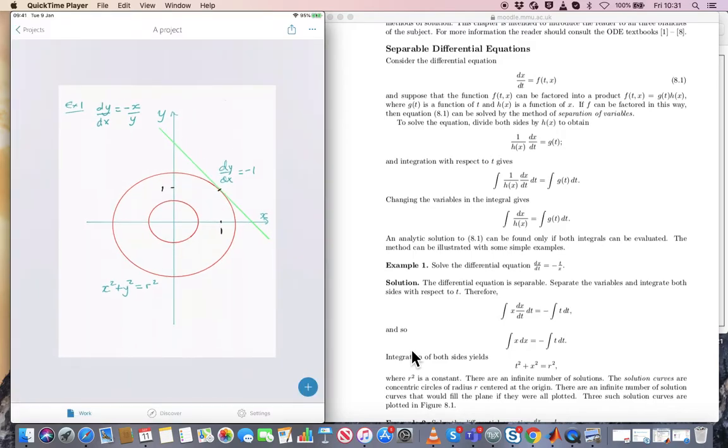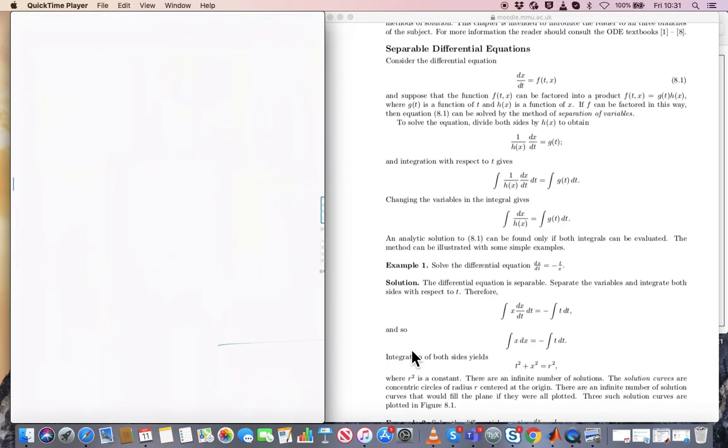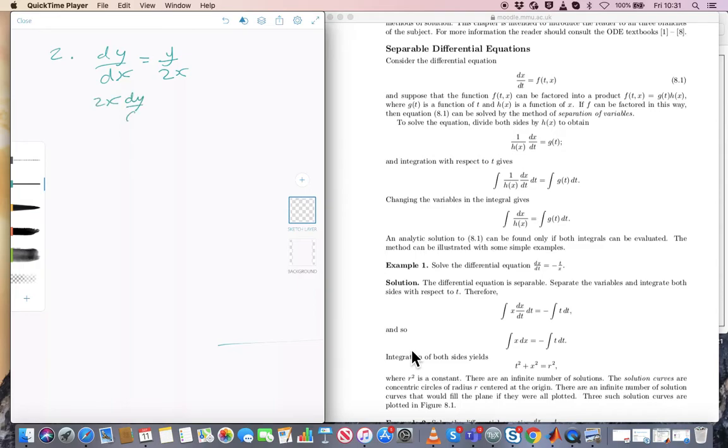The next example we're going to look at is another separable ordinary differential equation. That's number 2. We're now going to consider dy by dx is equal to y divided by 2x. Again, you can see it's a simple separable differential equation. So again, we separate out the variables. In this case, we are going to multiply through by 2x. So we'll get 2x dy by dx.